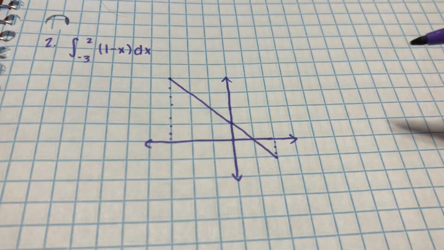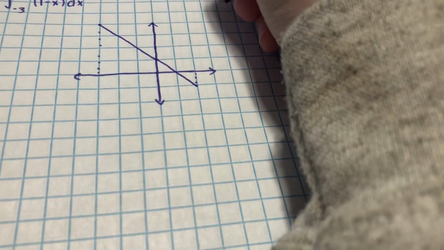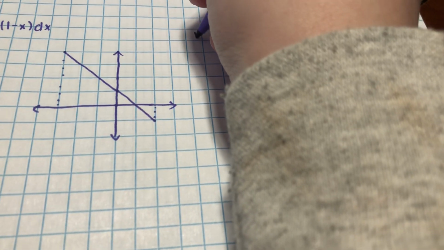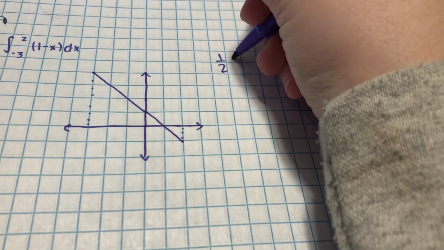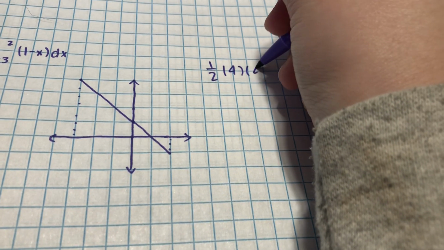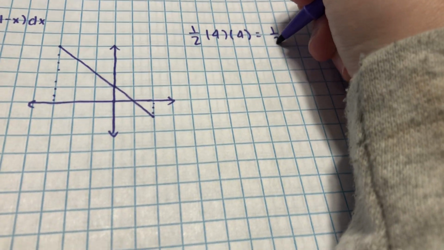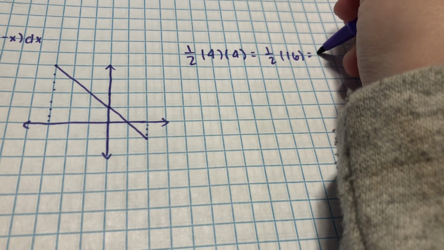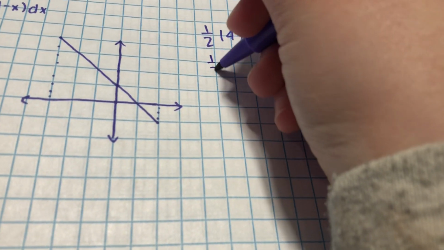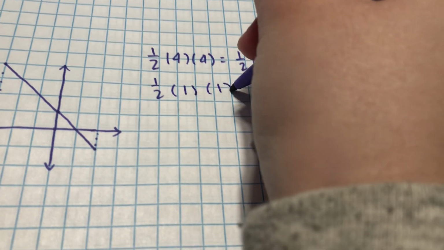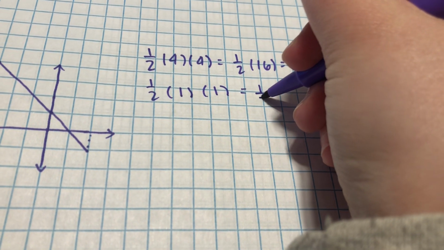So this is a triangle. The area of a triangle is 1/2 base times height. So it's 1/2 times 4 by 4. This is 1/2 of 16, which is 8. And then this one is 1/2 times 1 times 1, so this is 1/2.